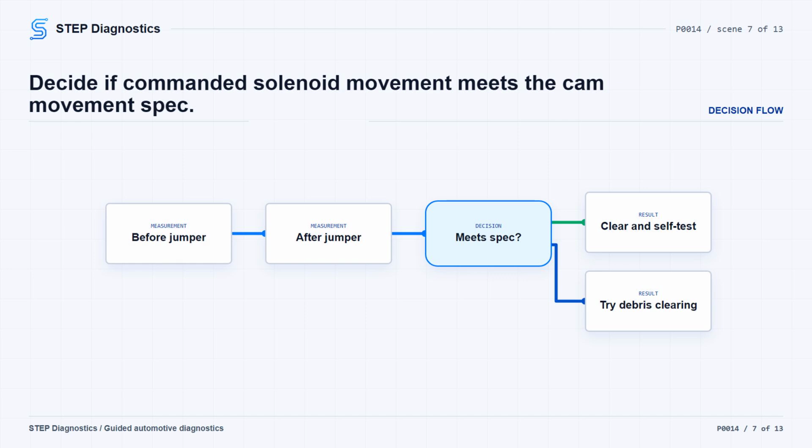The decision here is whether the VCT actual PID shows movement of 20 degrees or more. If it does, the concern is not present at that time and may have been cleared by operating the VCT system, so clear the PCM DTCs and repeat the self-test. If it does not move 20 degrees or more, go to the debris clearing step.